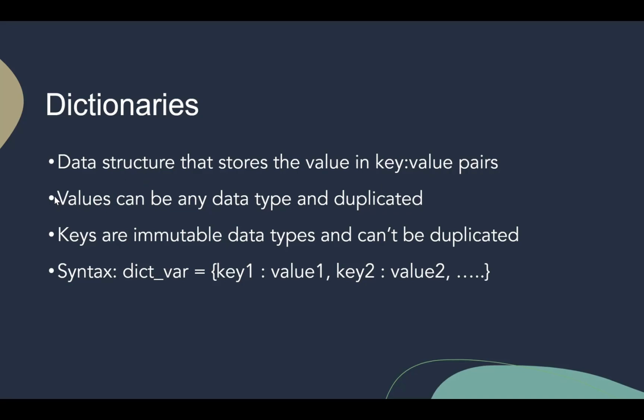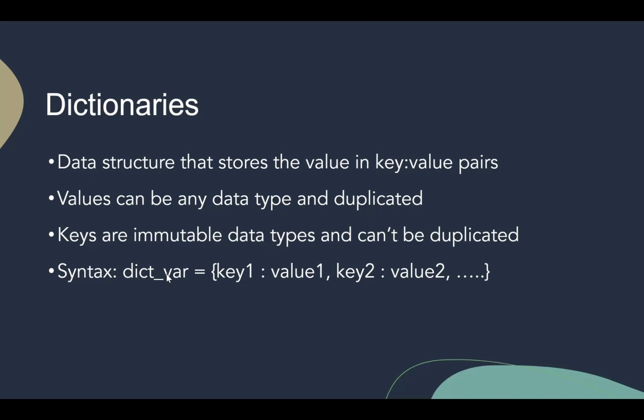And again, values in the dictionary can be of any data type. You can have duplicates. Everything is fine here. And keys are immutable data types and cannot be duplicated. So what does that mean? For example, you can't have two keys that are the same thing here. Otherwise, you're going to have an issue.